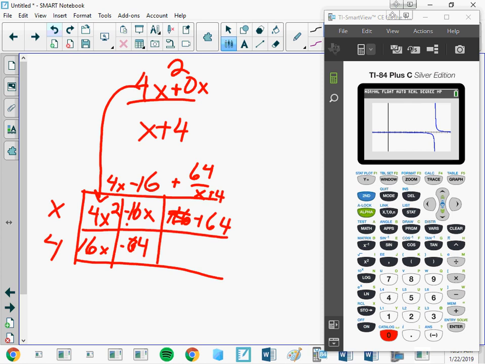Okay? But we want the equation of the slanted asymptote. And that is just this without the remainder. So if you want a slant asymptote, just do the division, but stop when you get the constant. You don't need to go any further than that.